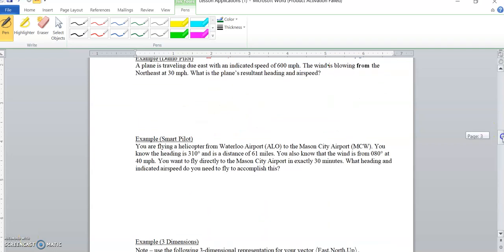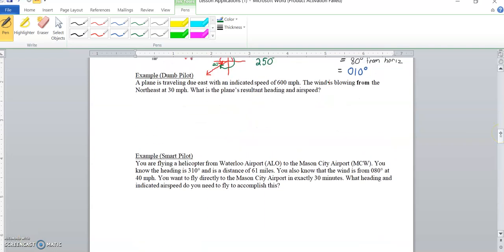Okay, next video. Here we are on example for a dumb pilot, and all that means is that, say, a plane wants to head exactly east to get to their destination, but they don't account for the fact that the wind is blowing from the northeast, and so the plane ends up not going where they want it to because they think they can just head east, when in fact the wind will push them a different direction.